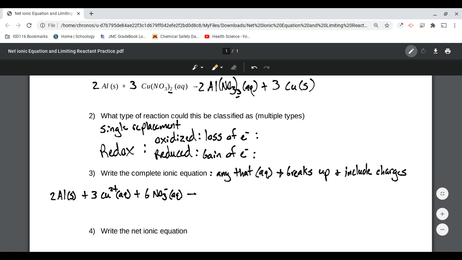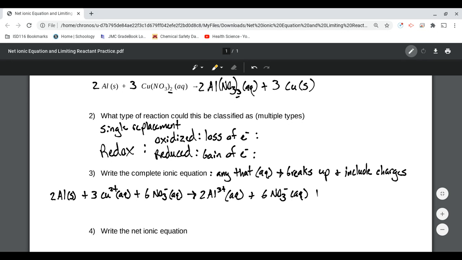Now we're over to our product side. So aluminum nitrate is aqueous, which means that we are going to break that up into its component ions. So 2 Al 3+, those are aqueous, plus 6 nitrates, NO3 minus, those are aqueous as well.